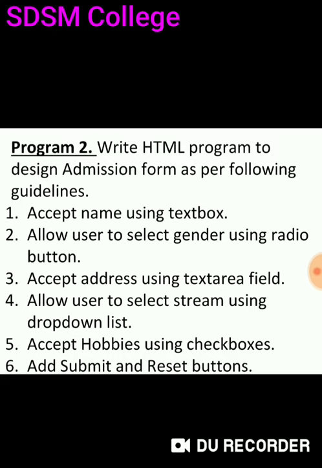So here, accept name using a text box. You need to include one text box, and in that text box the user can enter his or her name. Then allow the user to select gender using radio buttons. You need to put radio buttons, say male or female, and out of which the user will be able to select only one option at a time. To select one option out of many options, we use radio buttons.